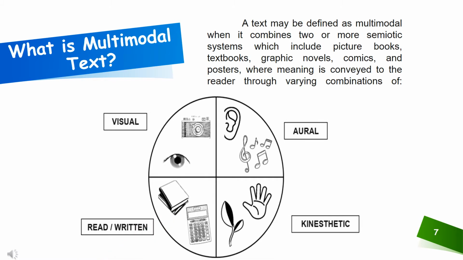What is multimodal text? A text may be defined as multimodal when it combines two or more semiotic systems, which include picture books, textbooks, graphic novels, comics, and posters, where meaning is conveyed to the reader through varying combinations of visual, oral, read or written, and kinesthetic.